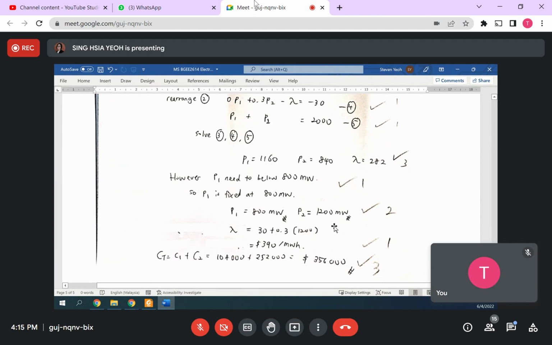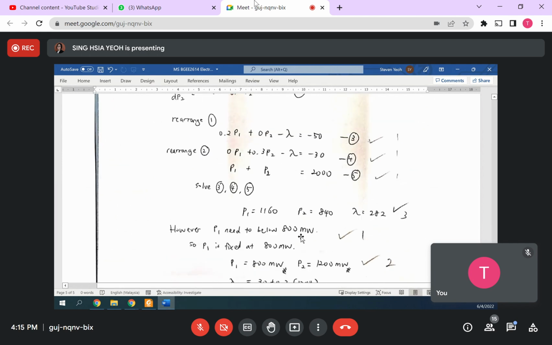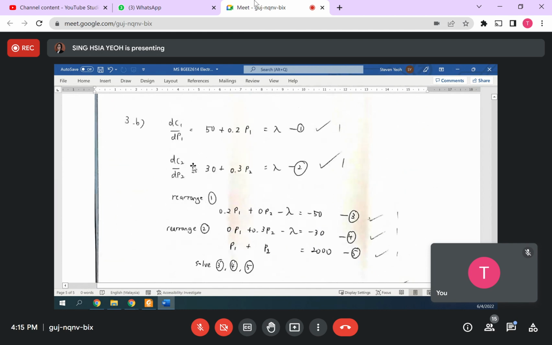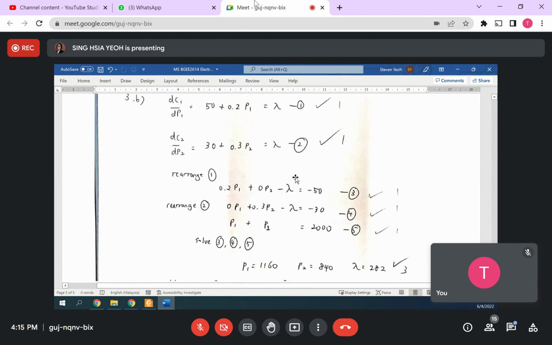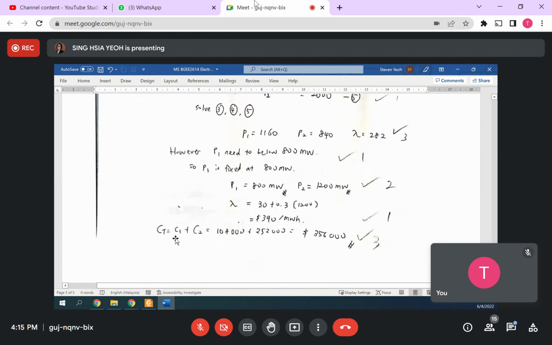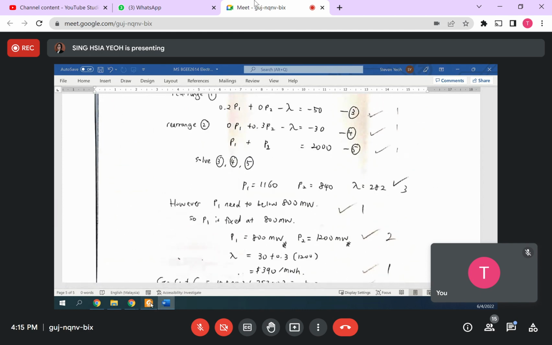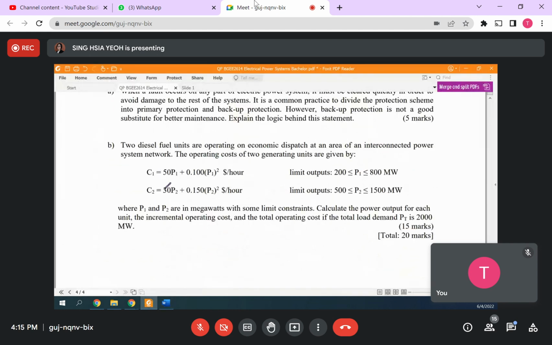Okay, then substitute in the dC2/dP2 equation to get lambda. Then you can find the cost, C1 plus C2 equals C total, with the new P1, P2 values. So substitute into the question's C1 and C2, then add together to get C total. Is that clear?